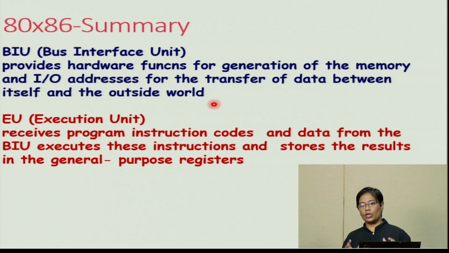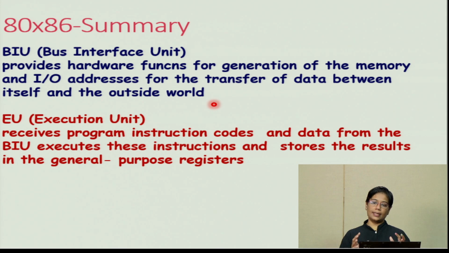The execution unit, on the other hand, receives the instruction codes from memory. It also gets the data from memory and executes the instructions. It stores the result in general purpose registers, or it can store back the result in memory if required. So the execution unit does the actual execution of instructions. BIU is the interface to the external world. The execution unit does the actual functioning of the microprocessor by executing different kinds of instructions.